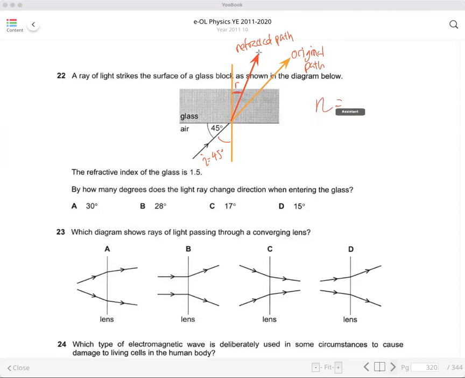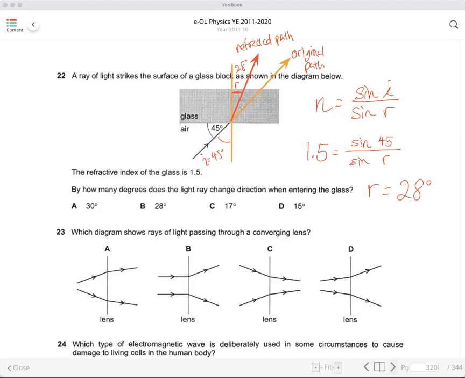So n is equal to sine I over sine R. Okay, Bei Kwan, can you do this? Your n is 1.5. This one you must remember. I cannot help you. Your I is 45. Your R you don't know, so you make R the subject. What's your answer? You should get about 28 degrees. So this R is 28 degrees.